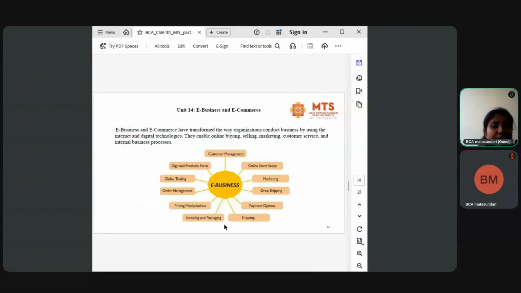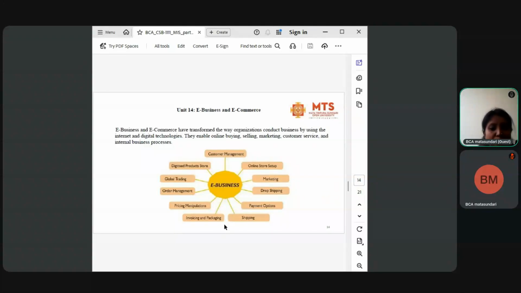Okay, so e-business and e-commerce have transformed the way organizations conduct business by using the internet and digital technologies, and they enable online buying, selling, marketing, customer service and internal business processes. Okay, so this is e-business and e-commerce.